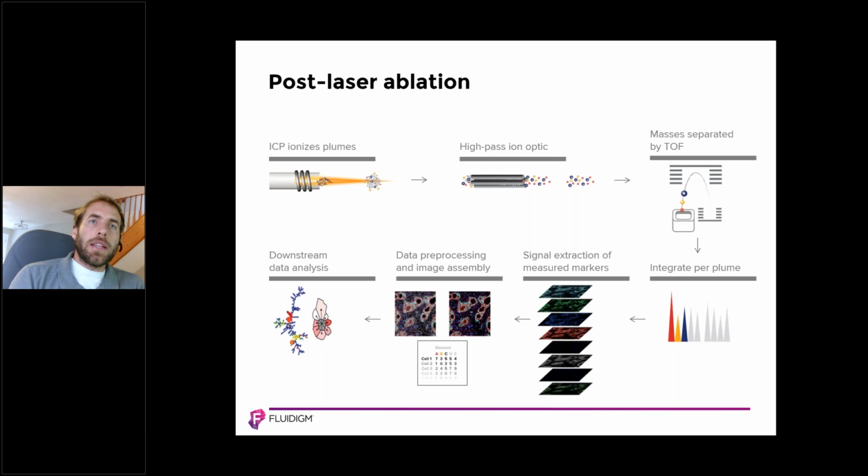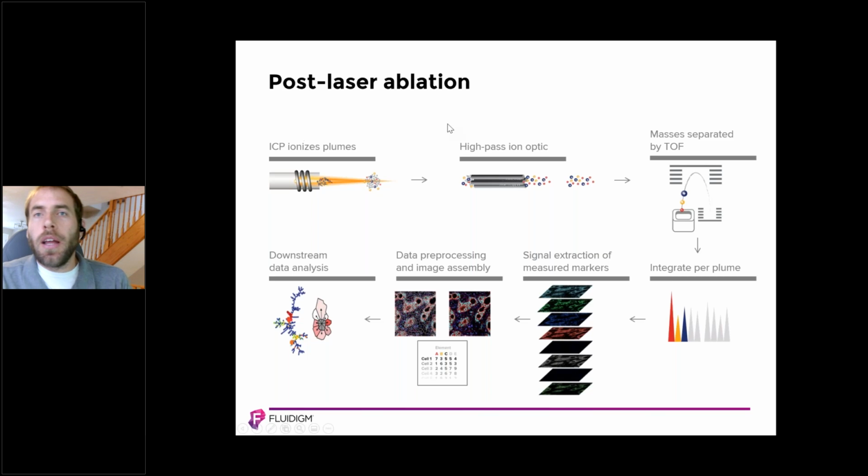From there, you go into the high-pass ion optic filters. So this filters out all those low molecular weight elements, right? Those biological elements, your carbons, your nitrogens, your oxygens, your sulfurs, right? Leaving behind those high-weight rare earth elements that you labeled your system with, right? And then, of course, your masses are separated by time of flight, where the lighter ions hit the detector first, the heavier ions hit the detector later.